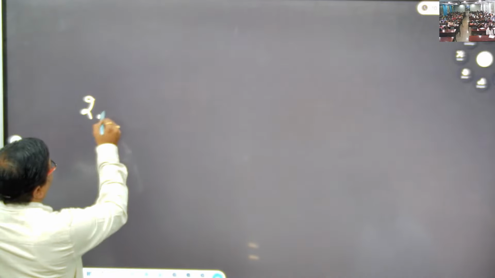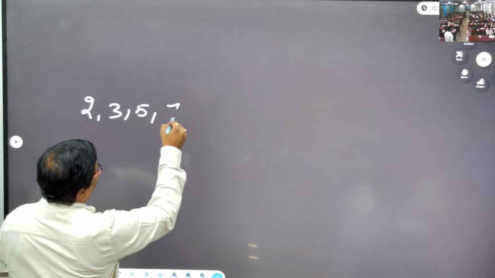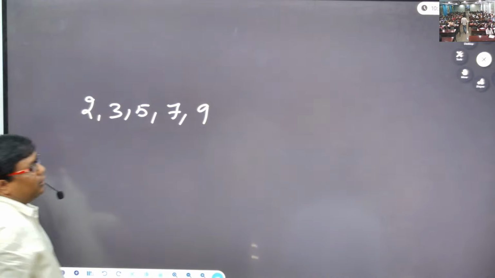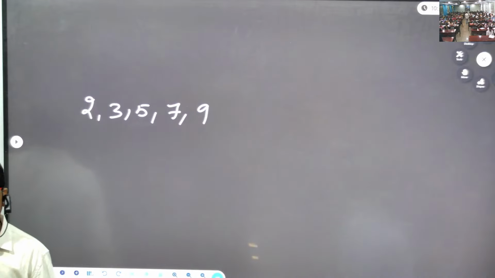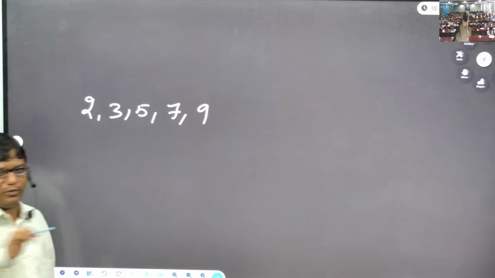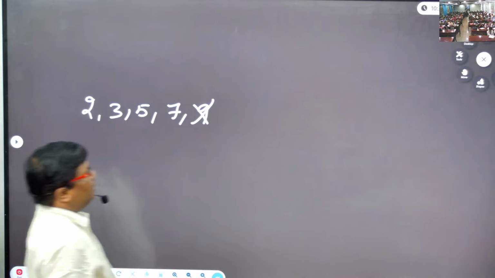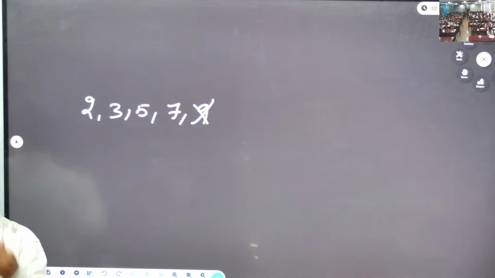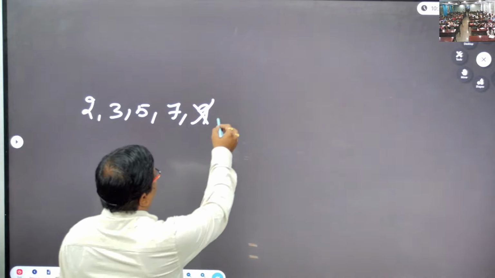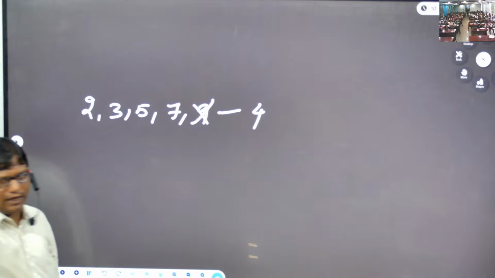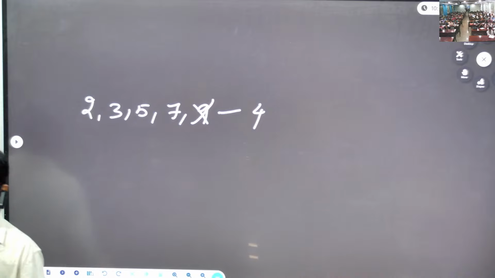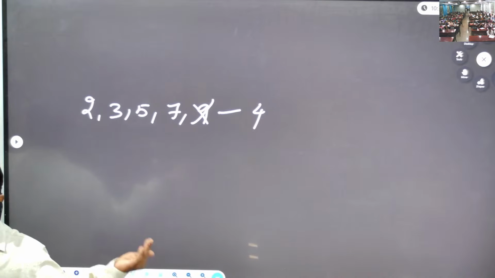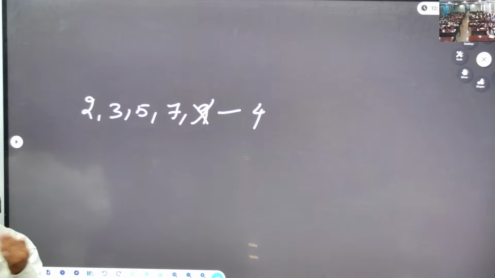2, 3, 5, 7, 9. Prime numbers: 2, 3, 5, 7 are your prime numbers, not 9. So how many possibilities are there? 4 possibilities are there. Okay. Even numbers. How many numbers do we have? 10 numbers, out of which we have to choose even numbers which are less than 10. So it can include 0 also.